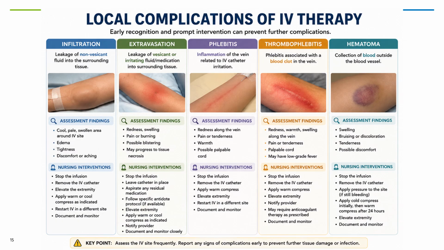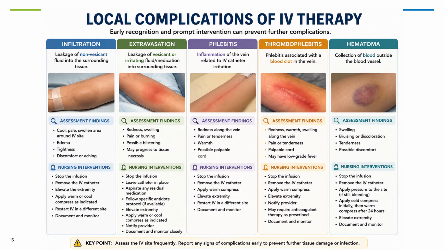So nursing interventions, we should stop the infusion immediately, but with this one, we want to leave the catheter in place. And we want to attempt to aspirate any remaining medication from the catheter. We're notifying the provider, and we might be able to administer an appropriate antidote if that is ordered. We're elevating the extremity. We're applying a warm or cool compress, again, depending on the medication and your institution's policy. We're documenting that carefully, and we're monitoring it very closely.